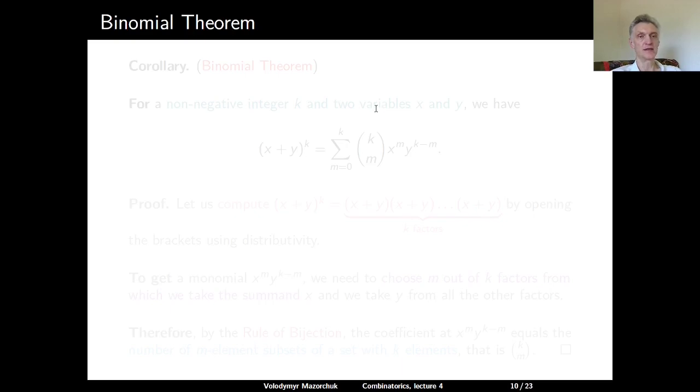Now we can formulate the so-called binomial theorem, which is the source of the name binomial coefficients for our numbers k choose m.